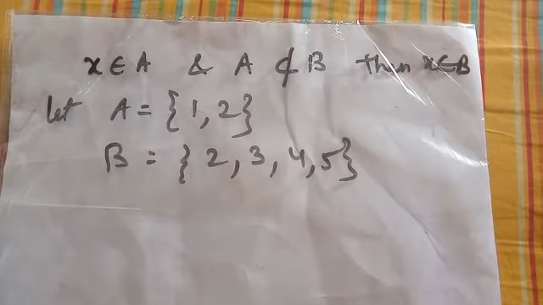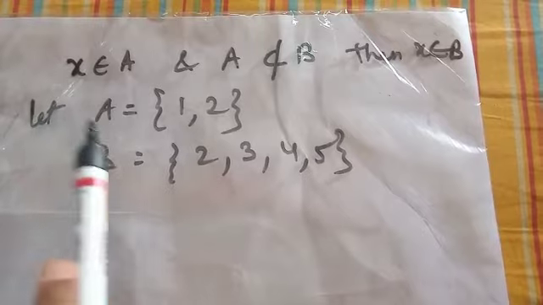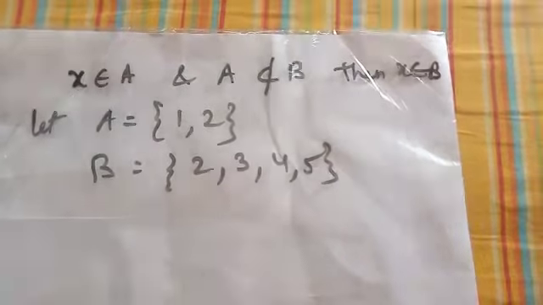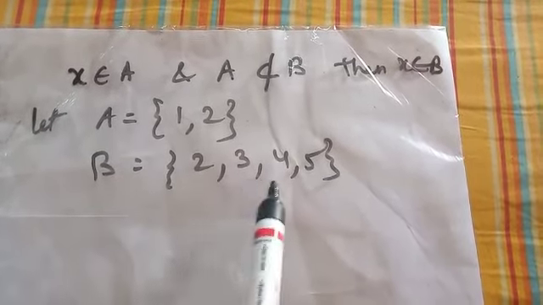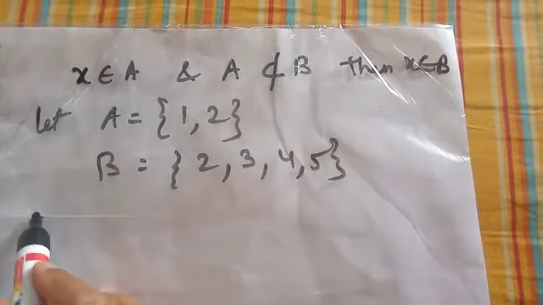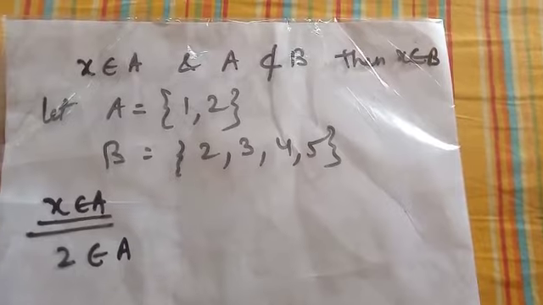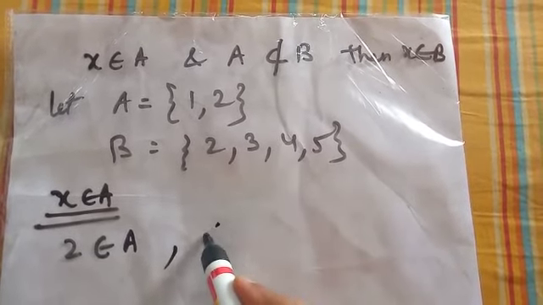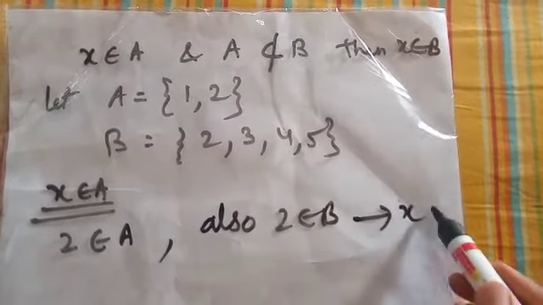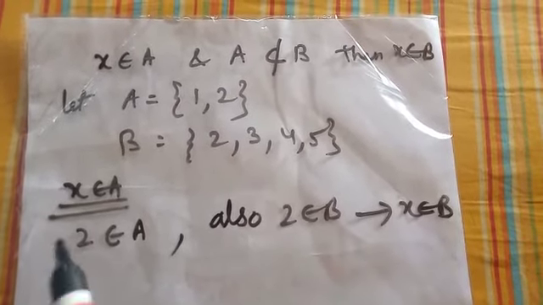Now see one more question. X belongs to A and A is not the subset of B, then X belongs to B. Let A is equal to 1 comma 2 and B is equal to 2 3 4 5. So A is not the subset of B because the elements of A are not there in the elements of B. One यहाँ पर different है. Now I have to say that X belongs to A. So suppose X belongs to A में I consider 2. Now 2 belongs to A because 2 is element, and there also 2 belongs to B. So I can say that X belongs to B. X belongs to A से start किया था, I have reached X belongs to B. Now here you can say that it is true.